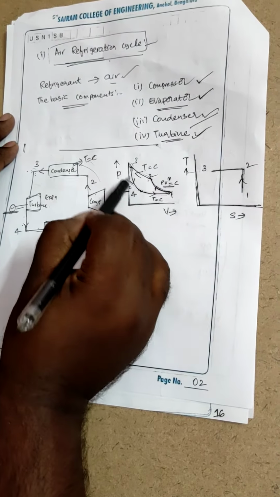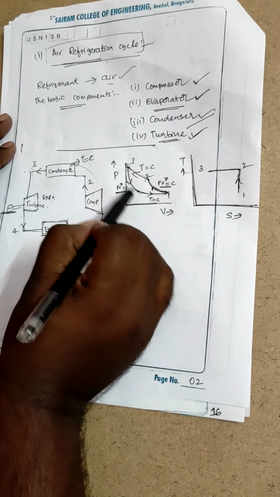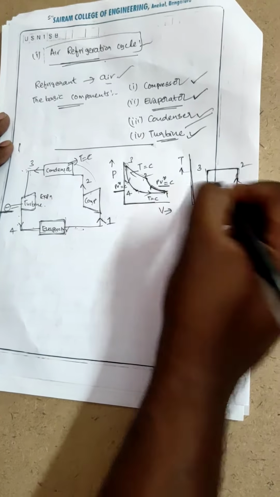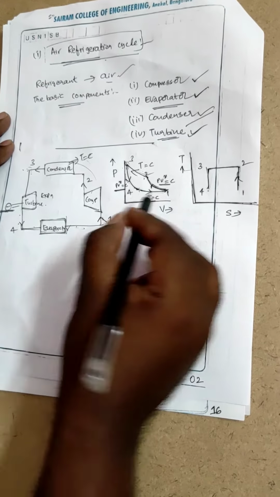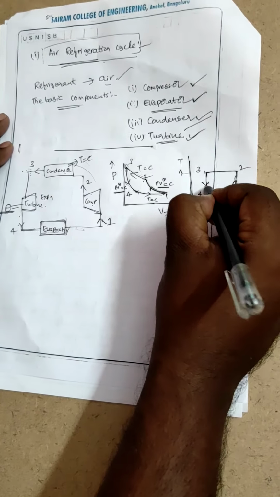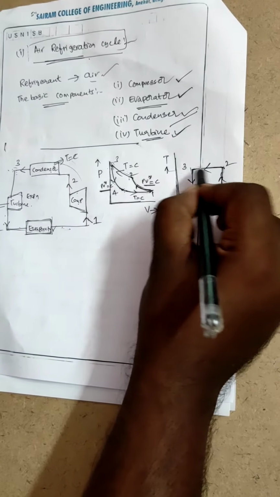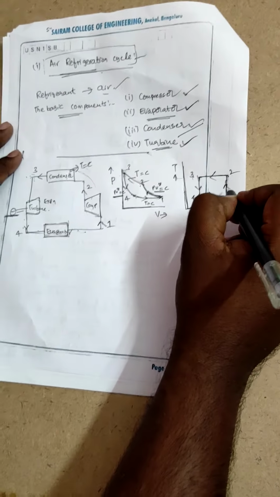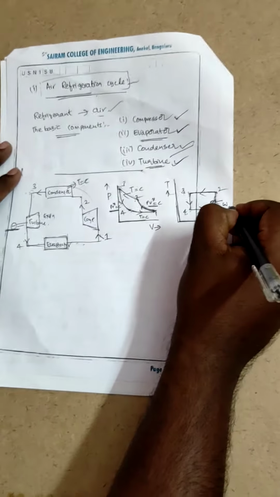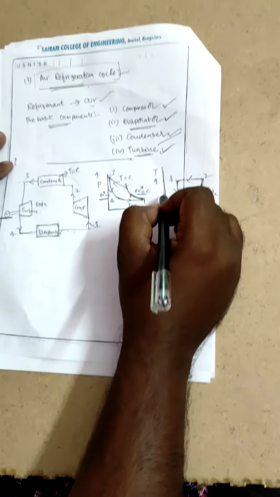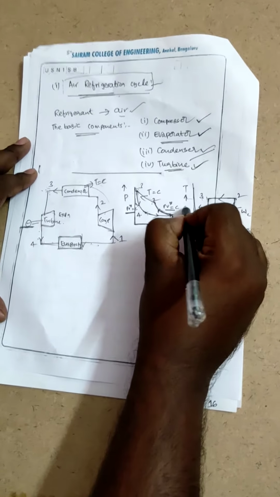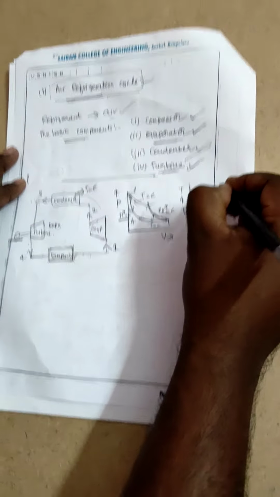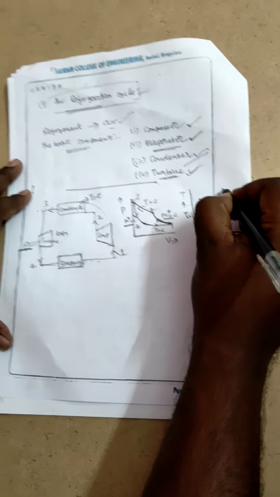The next, 3 to 4 process, is adiabatic, otherwise isentropic. Isentropic means entropy remains constant throughout the 3 to 4 process. And the last one is an isothermal process, where temperature is constant. So the cycle goes like this: 1 to 2, 2 to 3, 3 to 4 and 4 to 1. In this process, 1 to 2 is the compressor work done, 3 to 4 is the work done of the turbine, and 2 to 3 is heat addition, heat rejection.